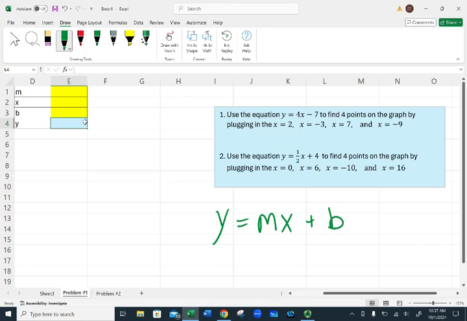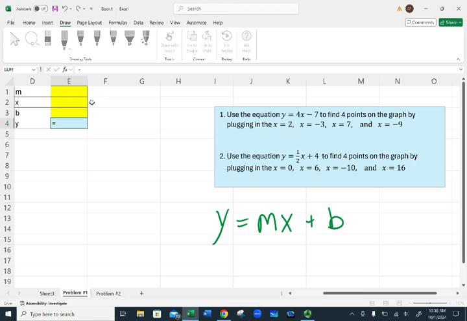All right, so what I mean by that: anytime you want Excel to calculate anything, you need to start with an equal sign. So the first thing you type has to be an equal sign. And then I want to type the letter m. Well, not the letter m, I want the location of the number that I'm going to use for m. And that's this yellow cell right here at the top, E1.